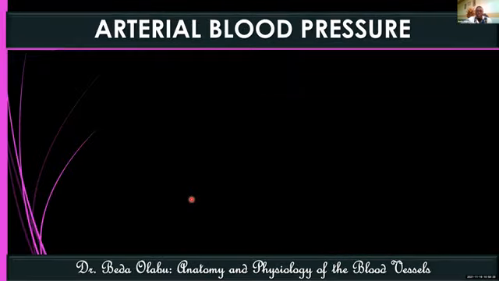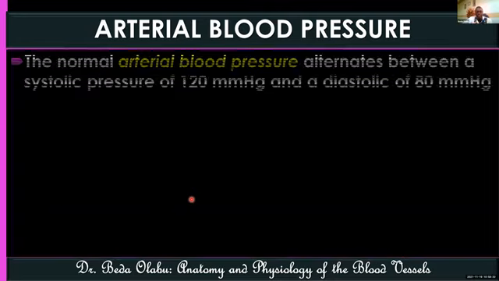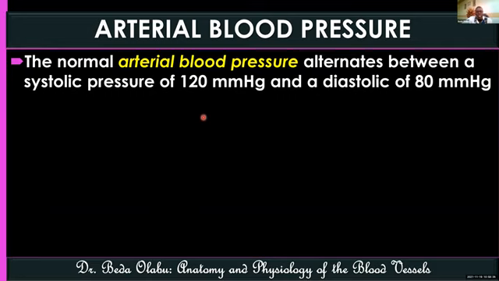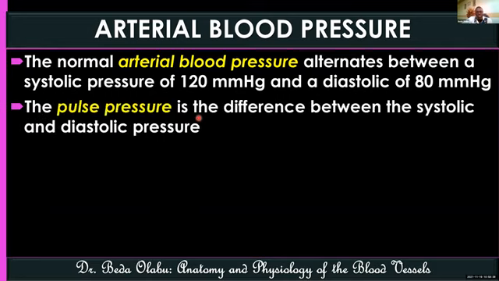Now let's narrow down to the arterial blood pressure, the blood pressure within the arteries. I've already told you that the normal arterial blood pressure will oscillate between systolic high and diastolic low. The difference between the systolic and the diastolic pressure is known as the pulse pressure. So in this case, we can say that the normal pulse pressure is 120 minus 80, which gives us 40 millimeters of mercury.